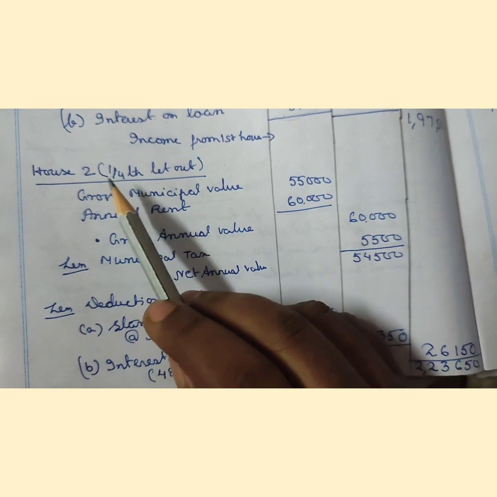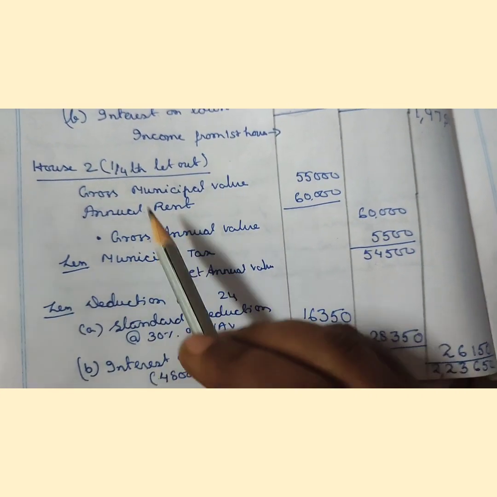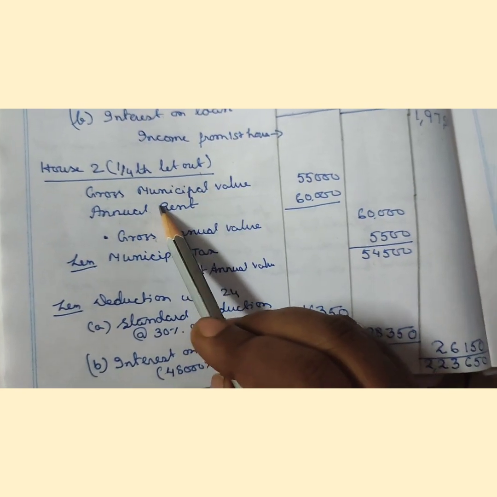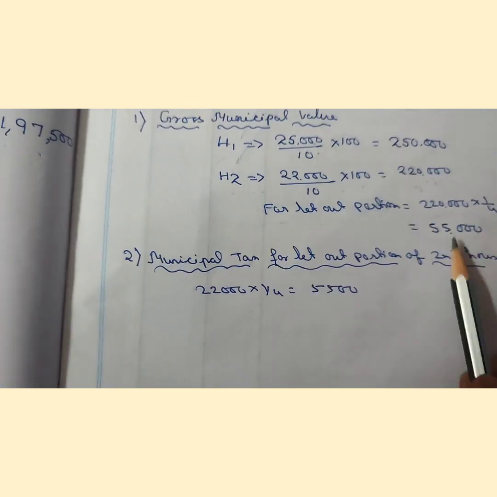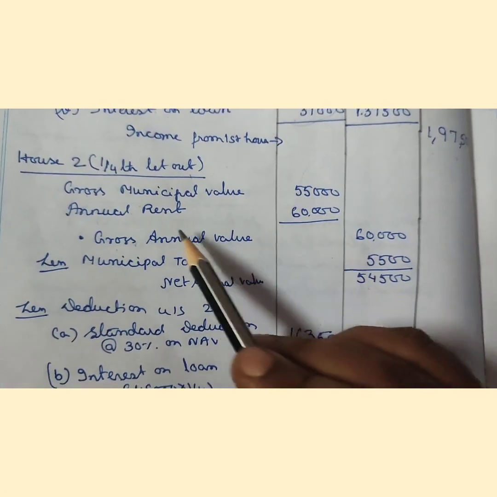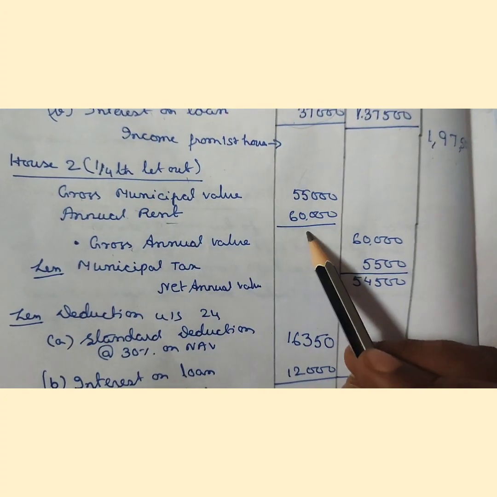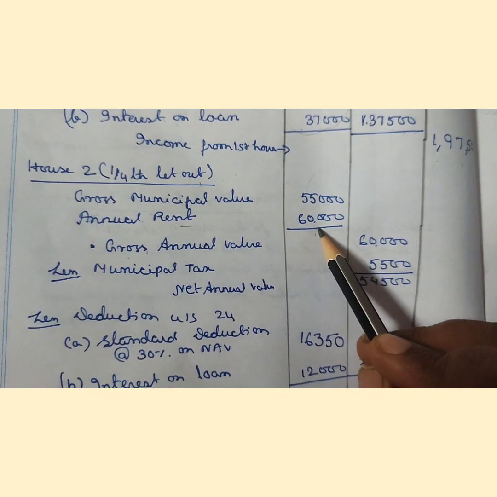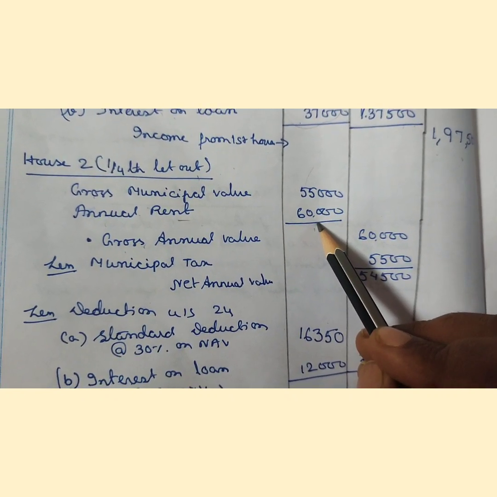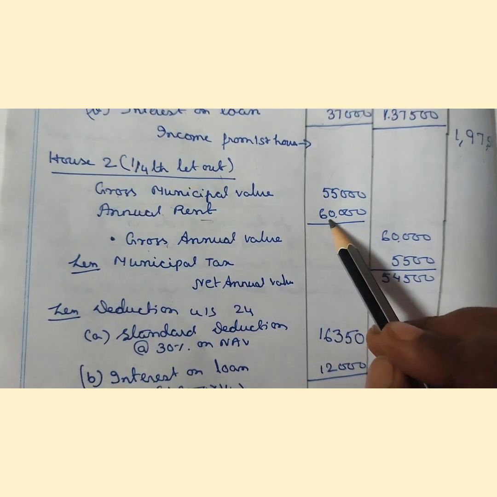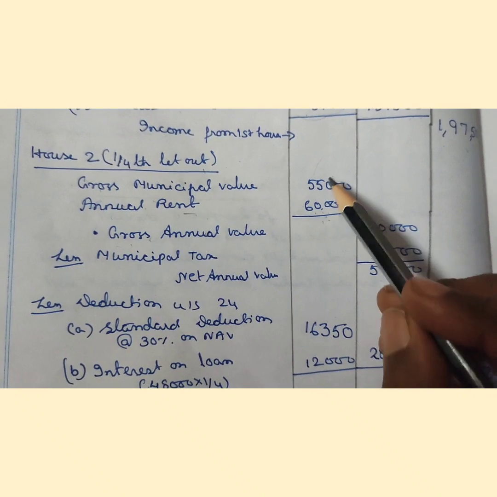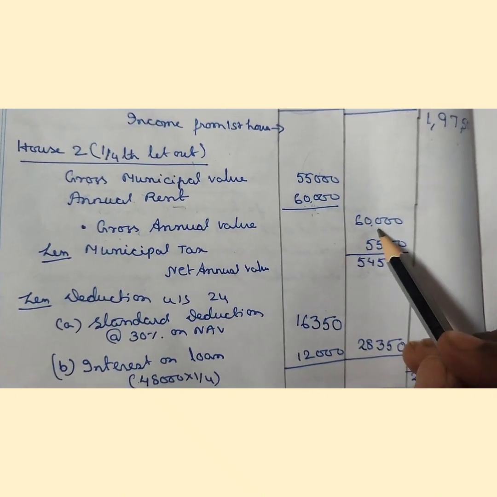House 2, that has two parts. We already mentioned that. First we come to the 1/4 let out part. Here already we have calculated gross municipal value, that is 55,000. Now 55,000 and annual rent received is given 60,000. Rent received is given 60,000, and this property also has no vacancy. So rent received is annual rent. Comparing these two, we get gross annual value, that is higher of the above two, 60,000.